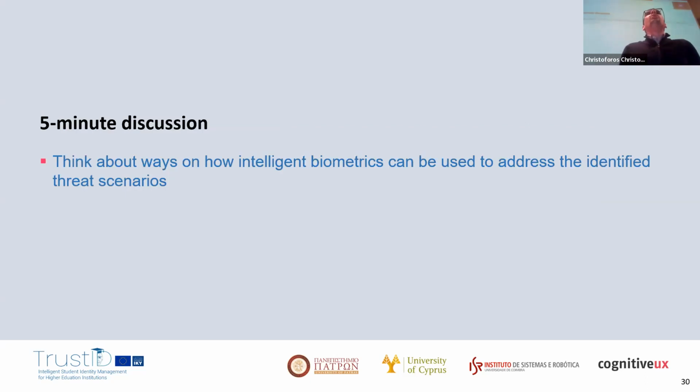So now that we've been through all the different threats that I just described, I want you to think about 4 or 5 minutes. You can discuss with other people nearby if you want. How can we use intelligent biometrics to address these identified threats? I'll give you a few minutes to think of possible ways that we could tackle these threats. How can we use these intelligent biometrics, the face, the voice, or some other biometric data, for example, to be able to deal with all these kinds of threats?